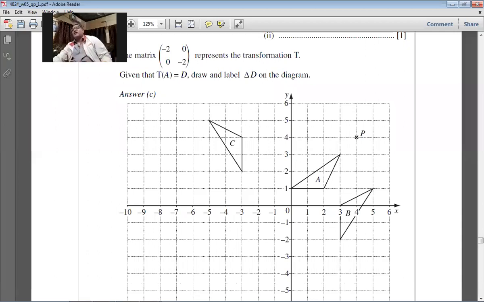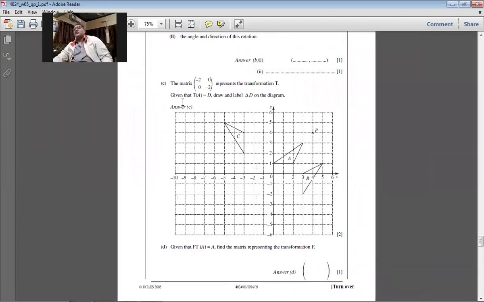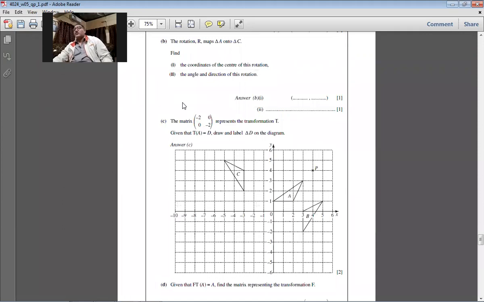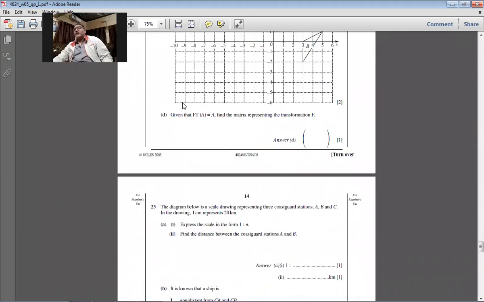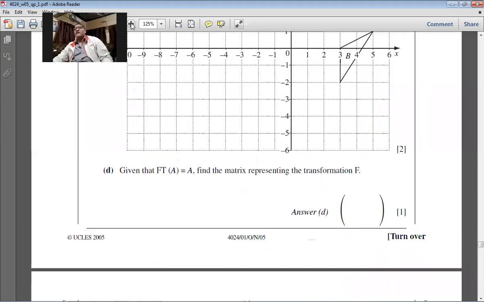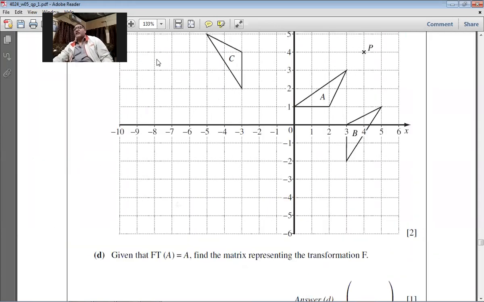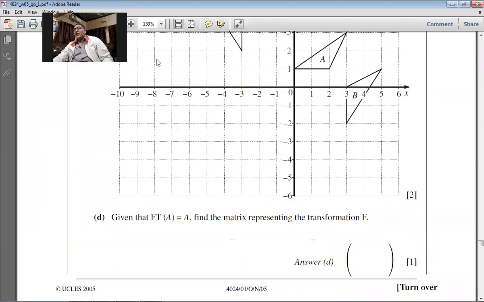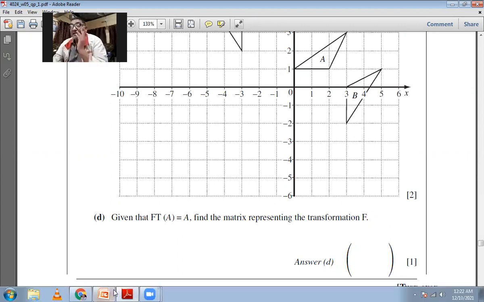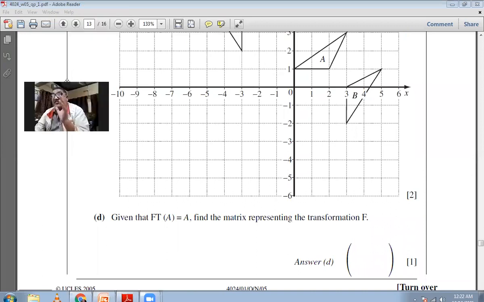That was the C. Okay, so this is how you can see the whole question. Now the D part. He says, given that FPA is equal to A, find the matrix of the transformation F. Try to understand. It's a very technical thing, and a very easy one also, but it's very technical.